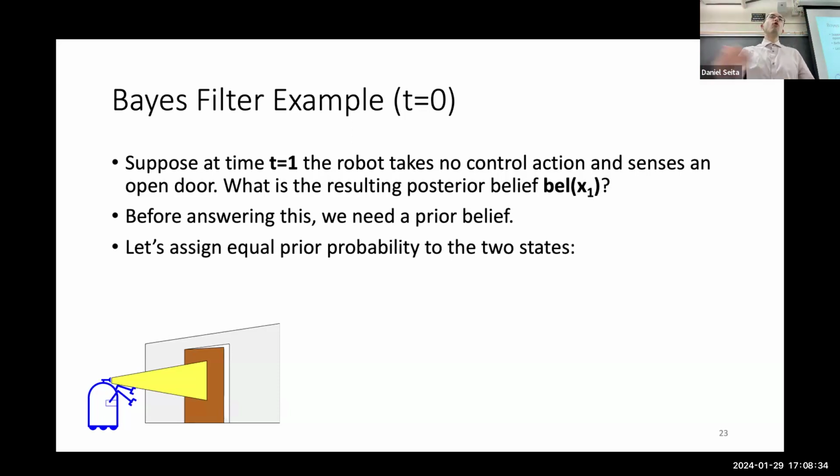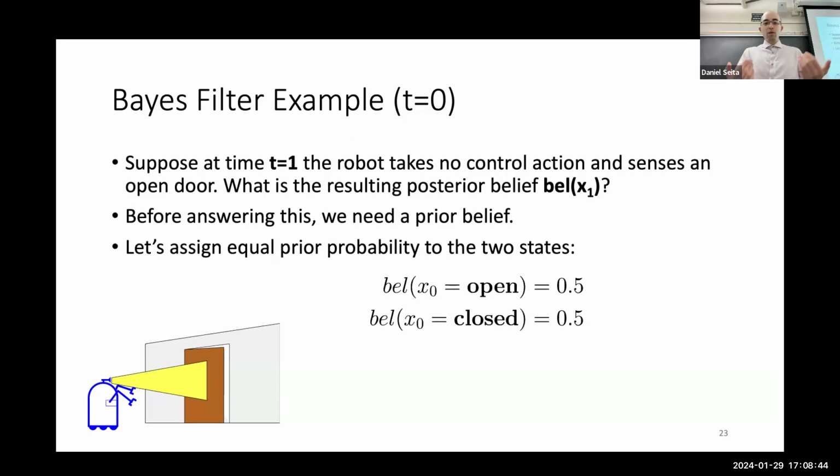The most boring one, but maybe the one that makes the fewest assumptions, is to assign equal probability. So we'll assume that the robot's belief that X0 is open is 0.5. Same thing for X0 is closed. Maybe for your particular domain, you might have good reason to think that these aren't the real probabilities. In that case, you should change the prior so that it reflects your belief before you do any computation.